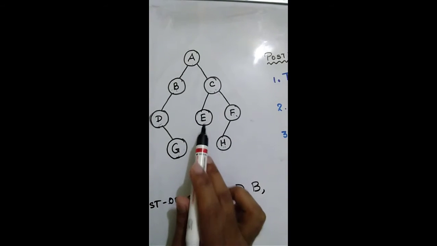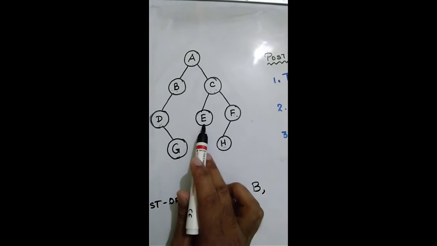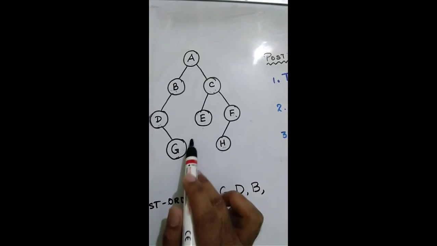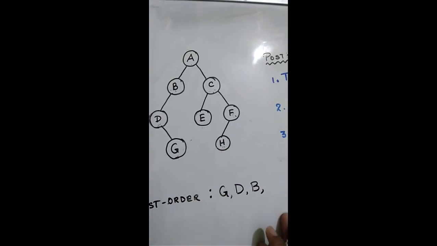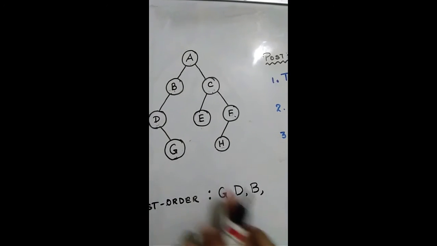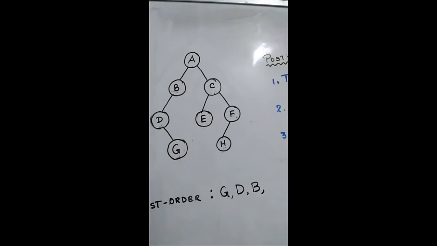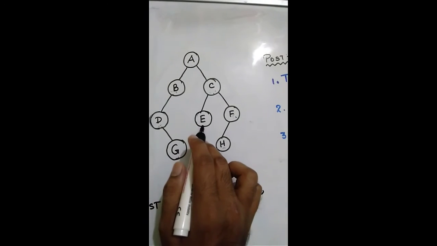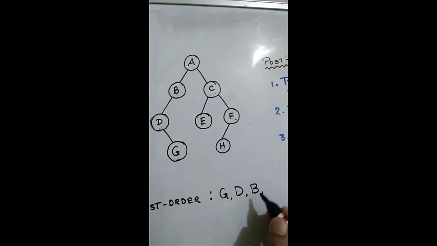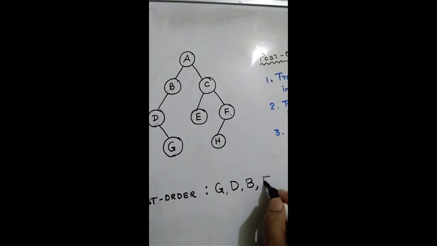Now here E is the only single node having no left and right subtree. Therefore no left subtree is present as well as no right subtree is present. So only E is there. So we will visit the node E and print it.